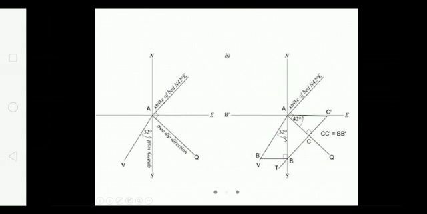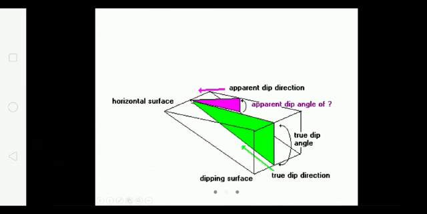Apparent dip is this. You can say apparent dip is nothing but again an inclination, any inclination which you can see in a vertical section but it is not perpendicular to the strike line. See, this is a planar surface. This is the horizontal surface. So this is called a true dip angle.